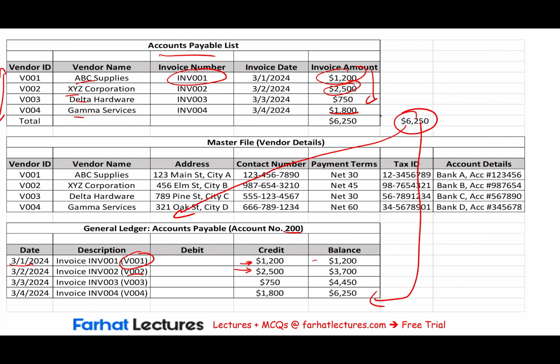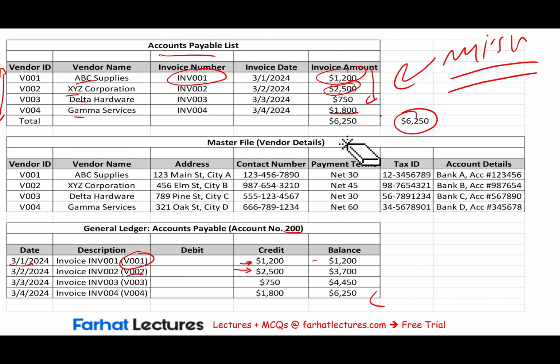Now, could I have some missing? Sure, but that's not what I'm concerned with now. I'm just telling you how to audit accuracy and valuation. Also, I have their names, their social security or their business number, the terms, their tax ID, their bank account, just the details for the client.